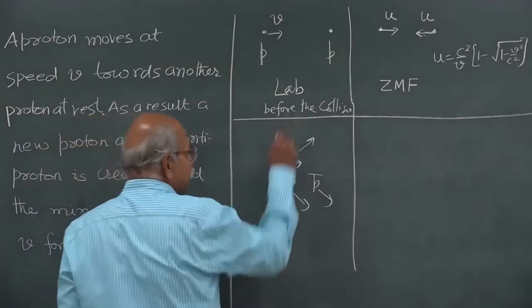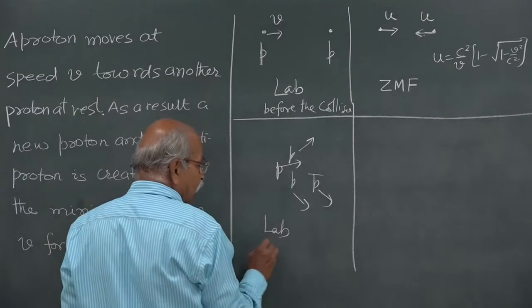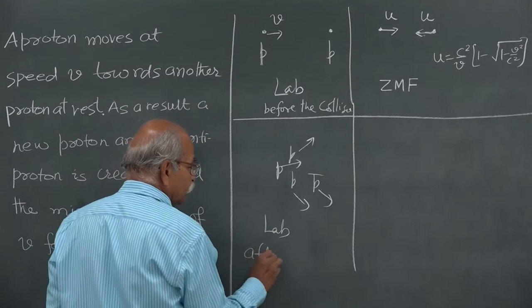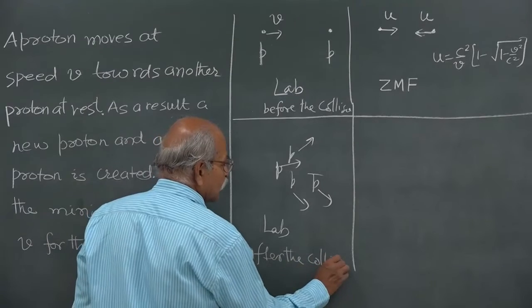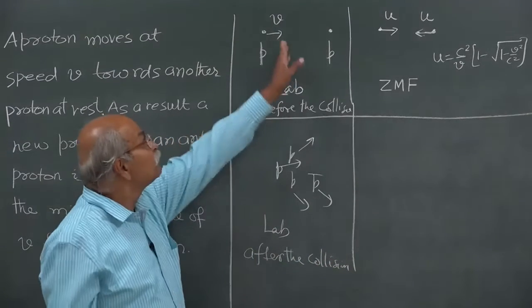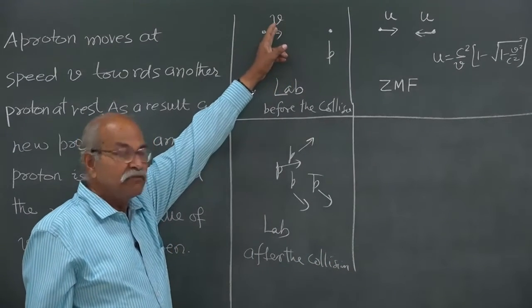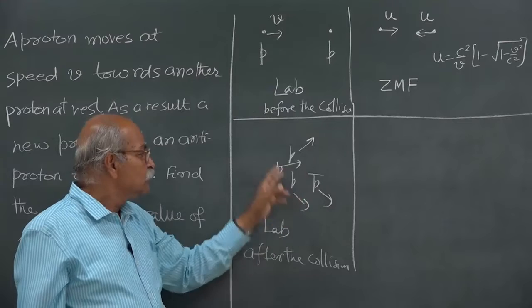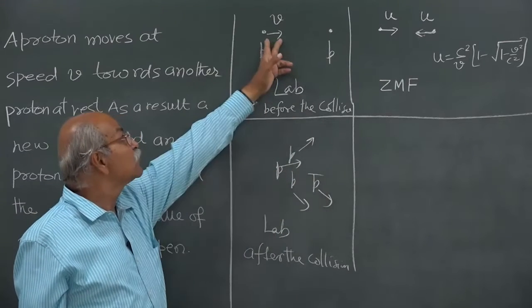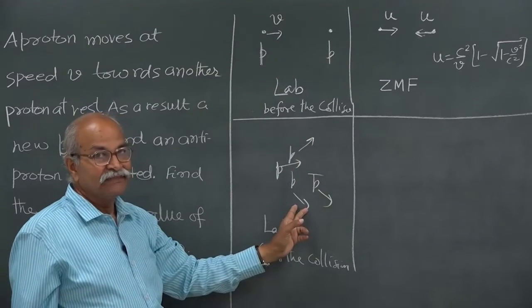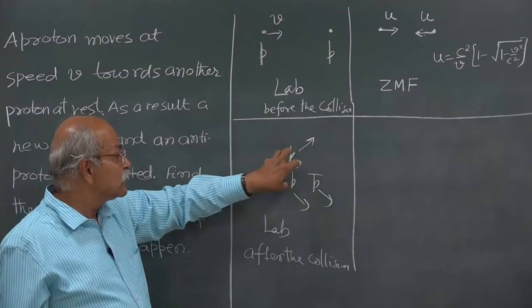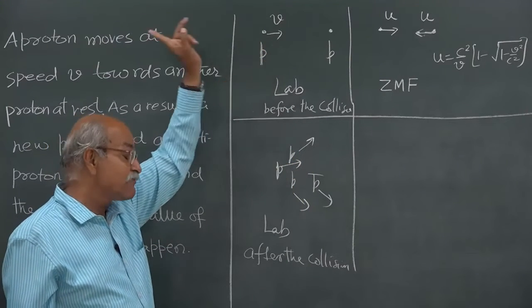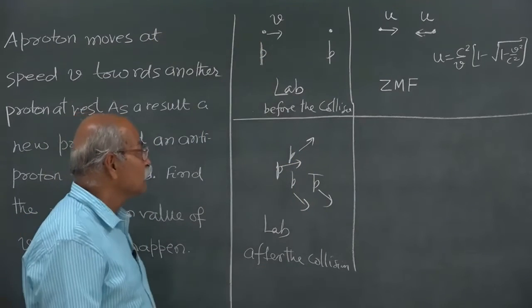So, this is the lab frame once again after the collision. We are still looking for the minimum value of v, but we cannot make all of them be at rest because I have to conserve linear momentum. So, what combination of velocities will ensure that this v is minimum, that we have to obtain.